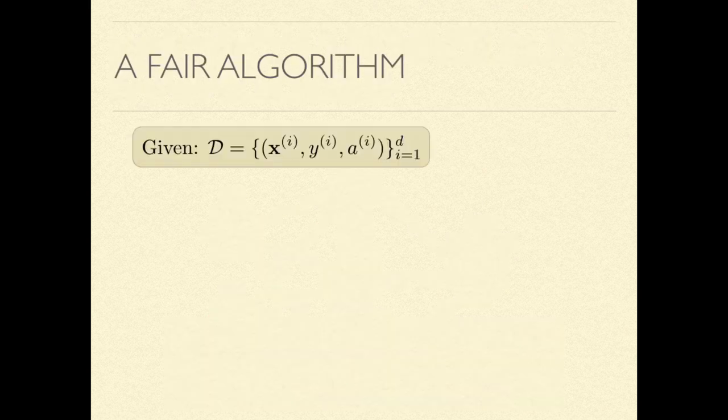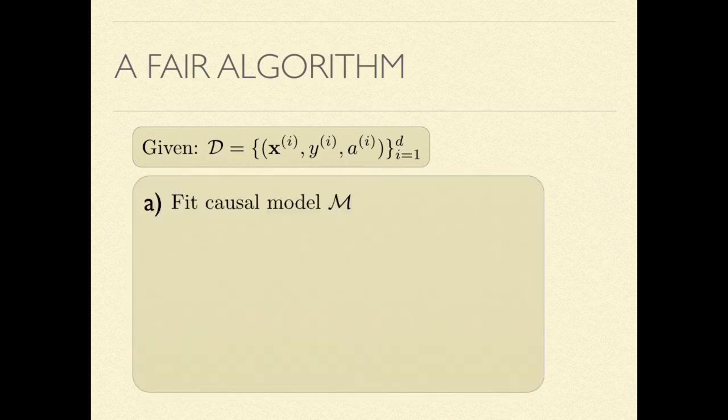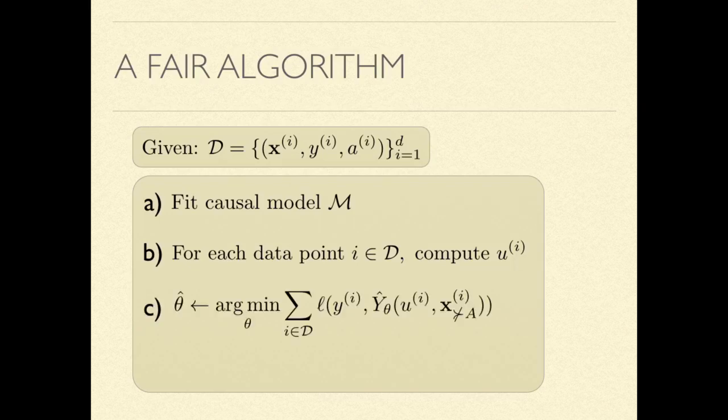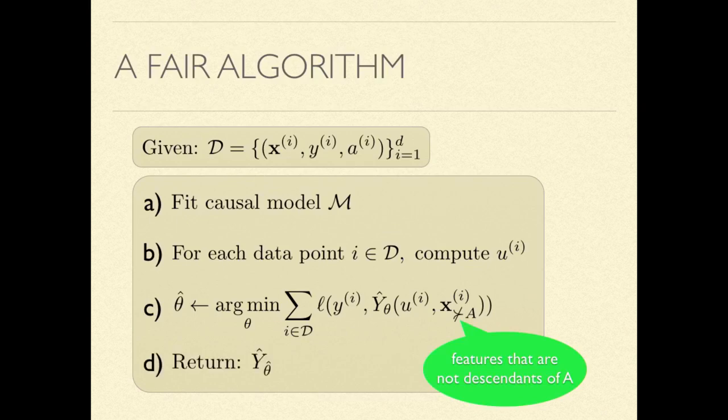I'll give you an algorithm. Given a set of features, a label, and a set of sensitive variables, we use the following steps. First, fit the causal model you believe best represents your data. Next, for each point in your data set, compute any unobserved variables. Then, learn a classifier in the standard way by minimizing some loss function, but crucially, this classifier is only going to use any unobserved variables and any features that aren't descendants of A. The final classifier is guaranteed to be counterfactually fair.